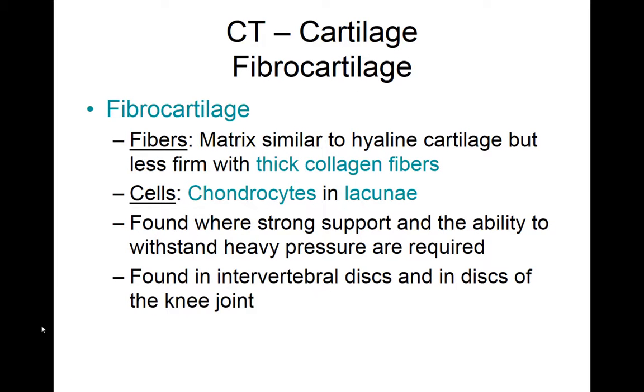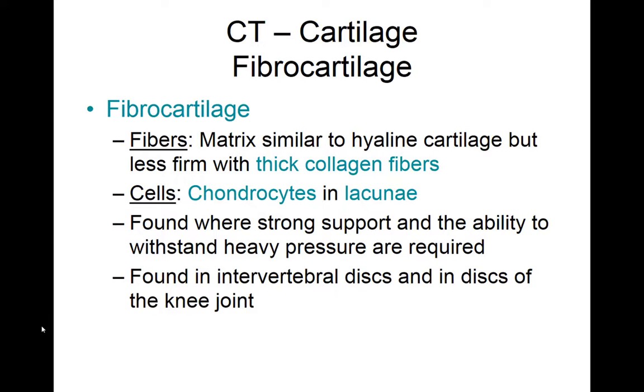And then the last cartilage I'll mention is fibrocartilage. Fibrocartilage has really thick collagen fibers. Now, if y'all remember when I mentioned our different fibers, I said collagen fibers are usually thick and pink. They usually stain pink. This is the one exception to that. These will stain blue. At least the ones that we look at in lab do. And again, the cell is a chondrocyte and a lacuna. We're going to find this because it's got collagen fibers anywhere where we need a lot of support and we need the ability to withstand heavy pressure.